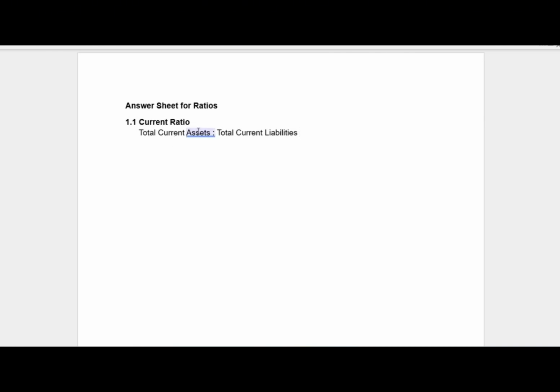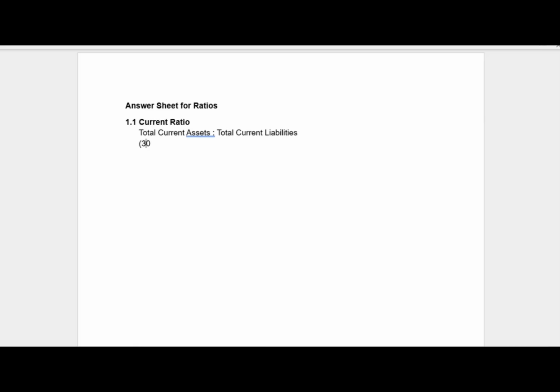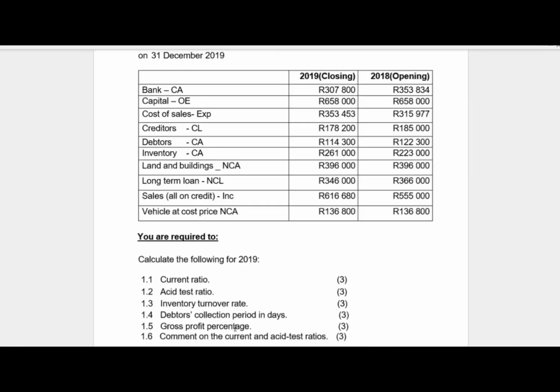So number one, after getting the formula right, we need to do the calculations. So now let's calculate this: total current assets and total current liabilities. Let's go to our information to check. As we check on our information provided, we've got bank for 2019. We've got bank current asset, which is 307,800. That is the number one current asset. Remember, we need the total, so we open brackets, 307,800 plus we're going to check other current assets until we get the total current assets.